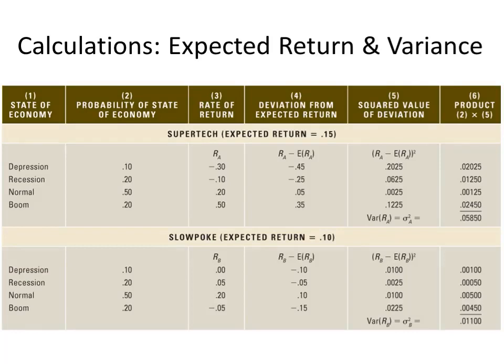Notice these are stated here as decimals. In each of those states of the economy, the stocks have different rates of return that they are expected to provide. For instance, for SuperTech, in depression, is expected to return minus 30%, once again expressed as a decimal. In recession, it's expected to return minus 10%. In normal times, it's expected to return positive 20%, and in boom times, positive 50%. Down below, we see Slowpoke is expected to have no return in depression, 5% in recession, 20% in normal times, and minus 5% in boom times.